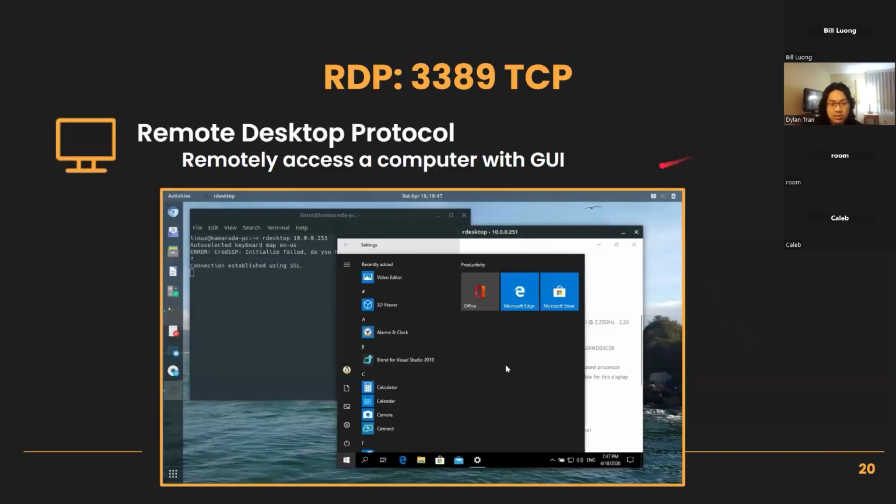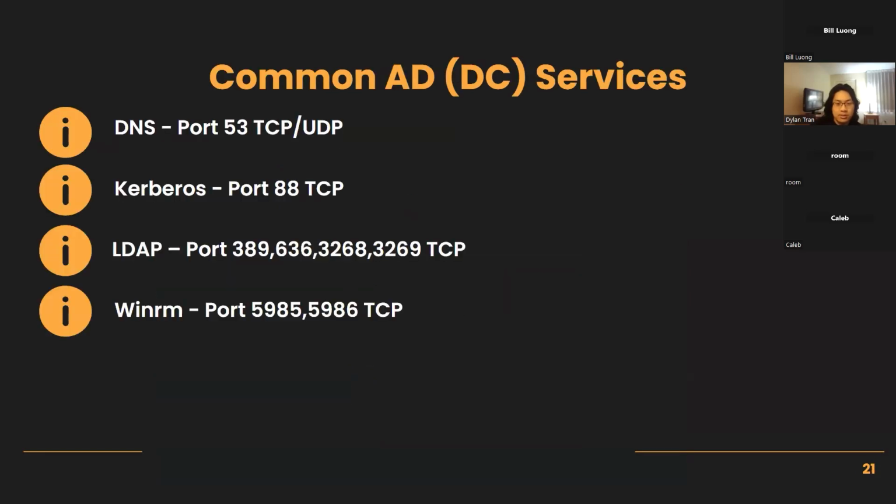Then you have RDP. If you're a member of a group, the user that you control, and it has that group is the remote desktop users or a child of that group, you can just remotely access the desktop. I mean, it's just kind of how it works. And we're going to be moving into the common Active Directory services.